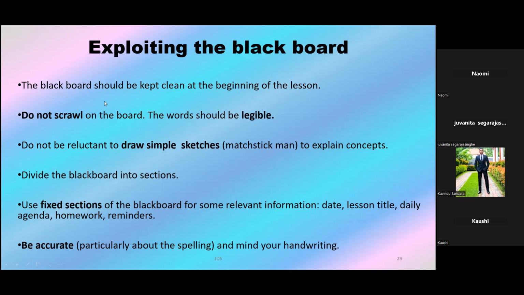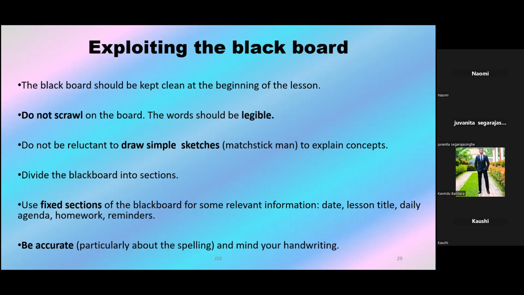So when it comes to utilizing a whiteboard or green board or blackboard, make sure that as we enter the classroom, the board is kept neat and clean. If not, it's the teacher's responsibility to have the board cleaned. Then in terms of writing, do not scrawl on the board. The words should be legible. Do not use cursive writing. Whenever we are writing something on the board, refrain from using cursive writing.